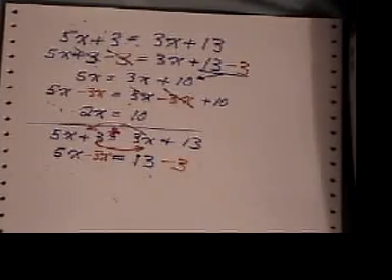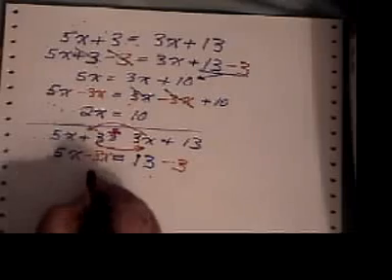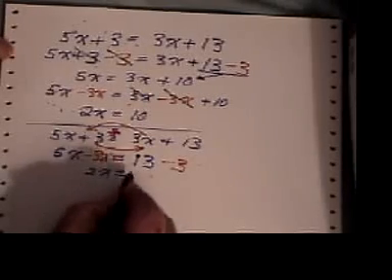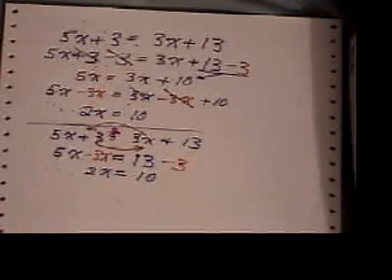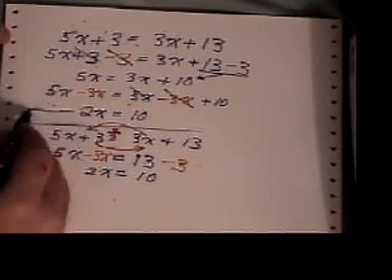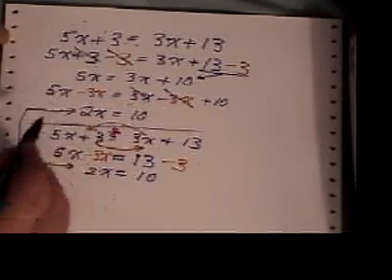Now we do our simplifying step. 5x take away 3x, 13 take away 3. And if you look at it, we have exactly the same result here, but we've done it all in one step.